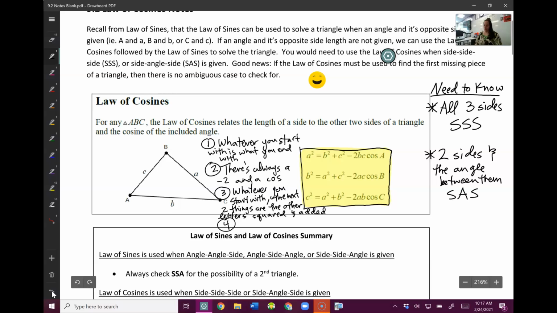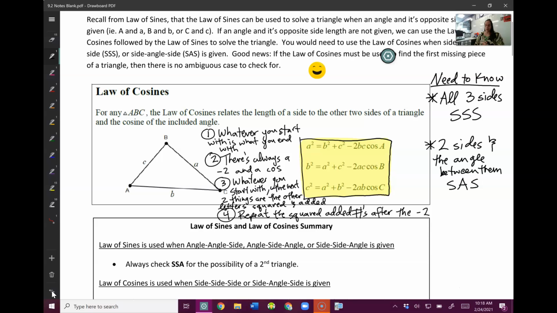Okay, last pattern. You may notice that the two letters that are here, it's the same two letters repeated. So if this is A squared and C squared, then after my -2, I do A and C. Repeat the squared, added numbers after the -2. That is our law of cosines. And if you can remember those patterns, it's way easier to memorize these.